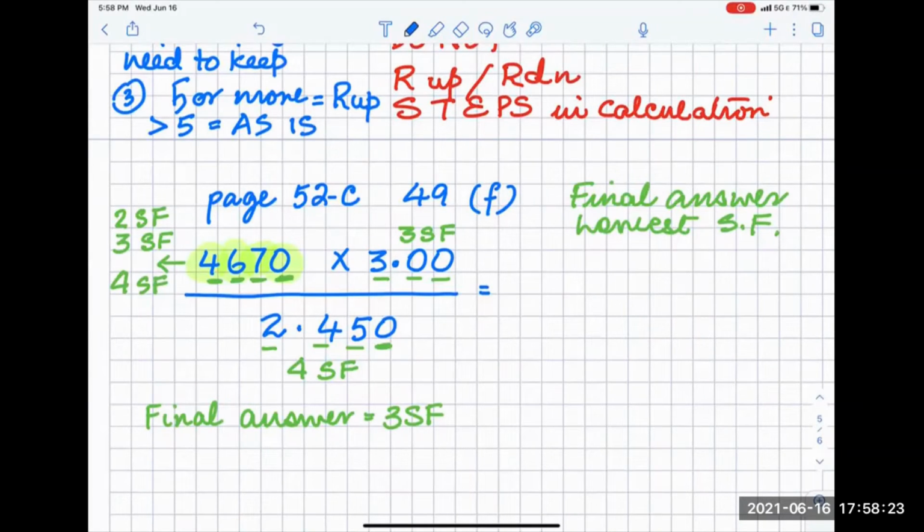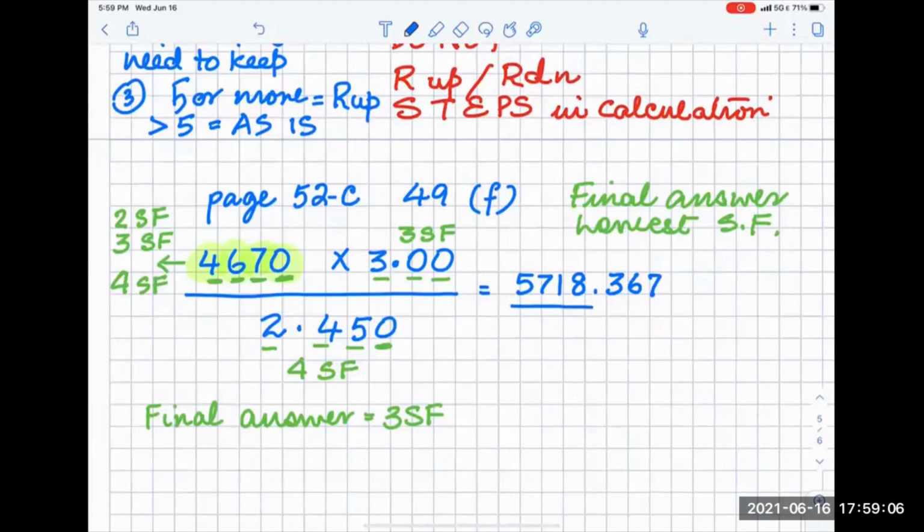Okay, so I muted you guys, so if anyone has to speak, just unmute. 4670 times 3.00. Yufang wrote it in the chat: 5718.367. So this is the number you see on your calculator. Do you have anything more after 67? Okay, just leave it like that.